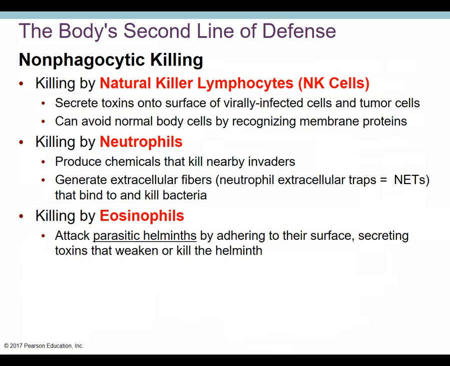So you have, like we said, several types of cells that can do phagocytosis. You also have cells that kill foreign cells, pathogens, but not by phagocytosis. So natural killer cells, neutrophils, and eosinophils secrete chemicals and toxins onto nearby cells that they have deemed to be foreign or invaders or pathogens.